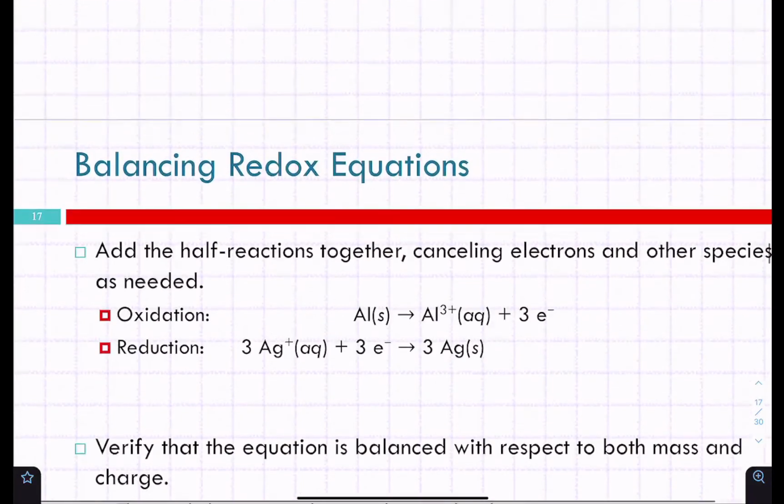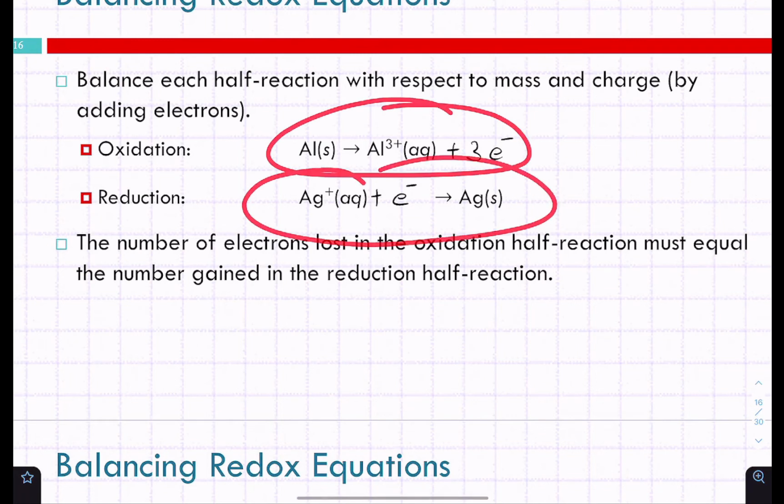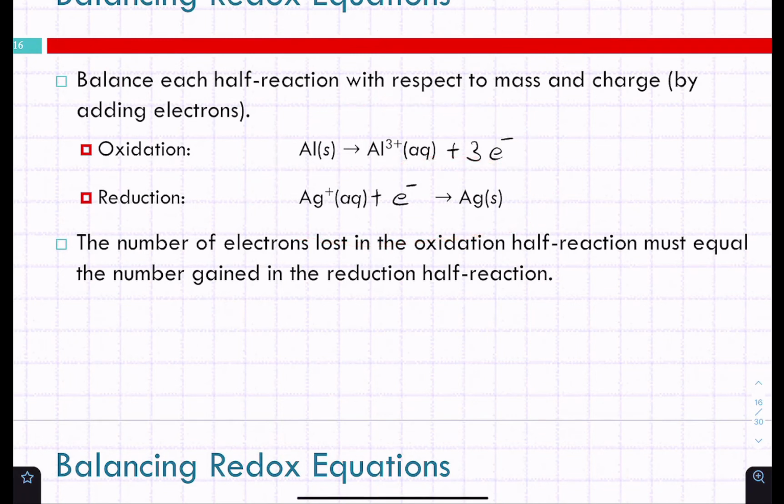Let's forget about the order here. Okay, so in order for these to actually link up in the end, we can see here that aluminum loses 3 electrons, but that means that silver has to gain more electrons than we have written out here in just its half reaction.